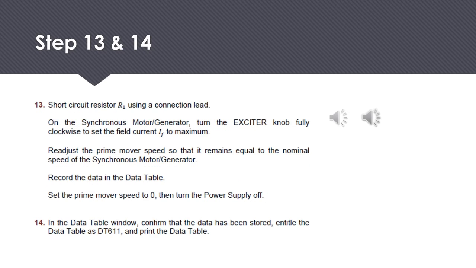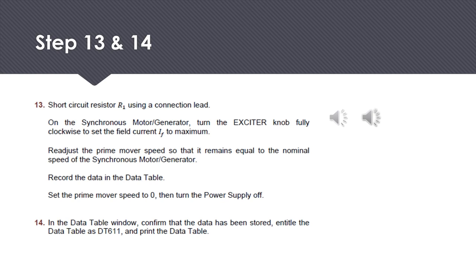For step 13, we short circuit the resistor R1 using a connector lead, and then on the synchronous generator, we turn the exciter knob fully clockwise to set the field current IF to maximum, and then we readjust the prime mover so that it is equal to the nominal speed of the synchronous motor, and we record that in a table. And then we set the prime mover to 0, and only then we turn it off.